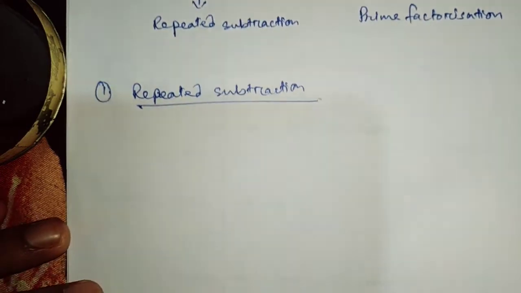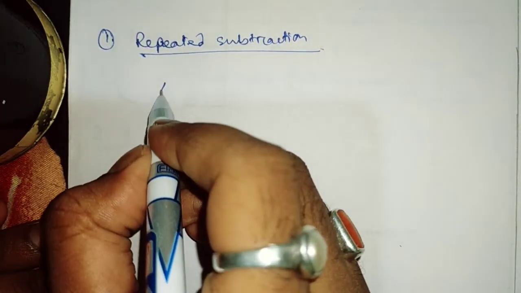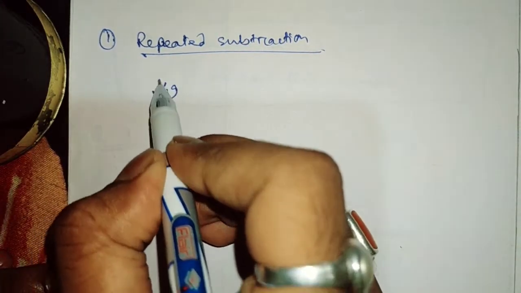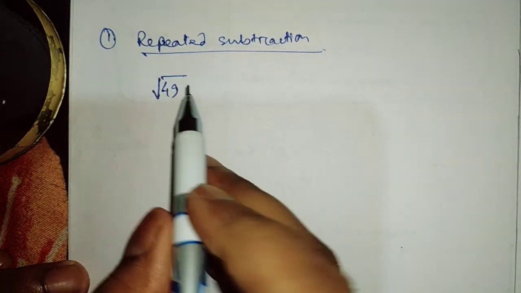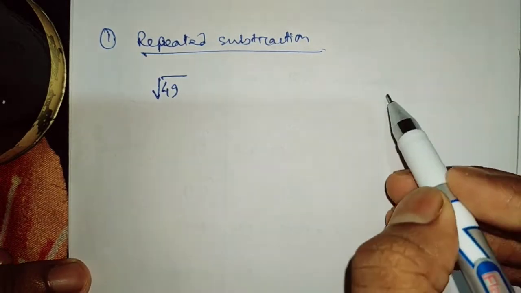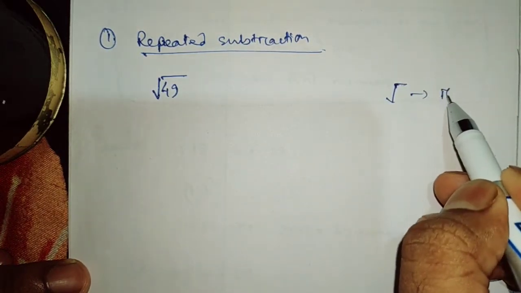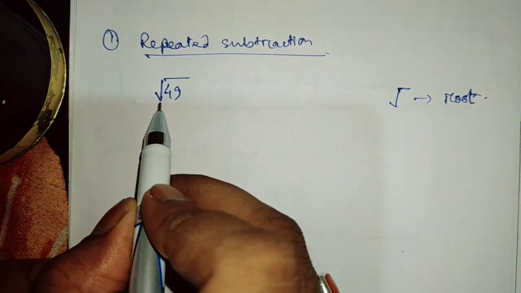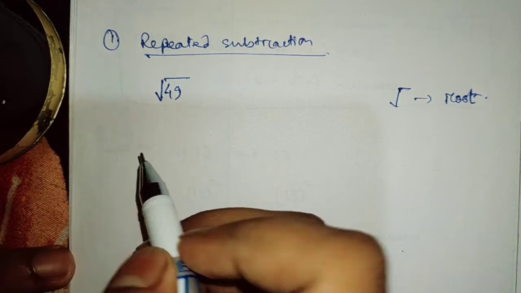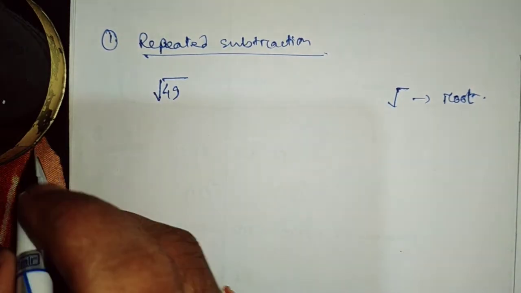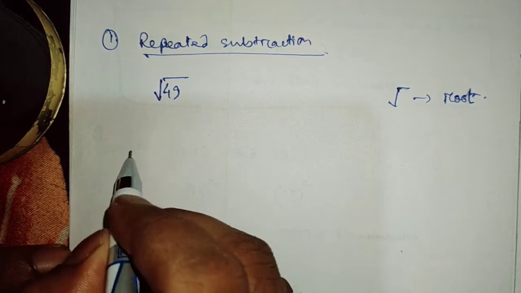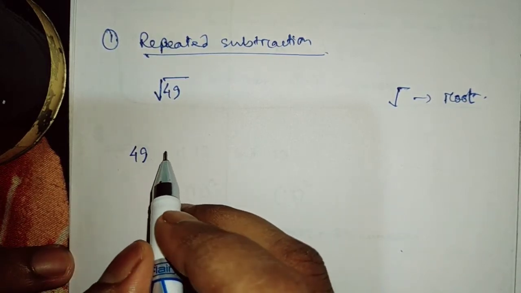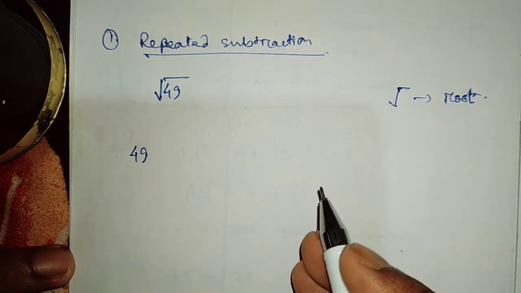Suppose we are given a number 49 and we have to find the square root of 49. This symbol over here is called root. In the repeated subtraction method, we start with 49 and successively subtract the odd numbers.